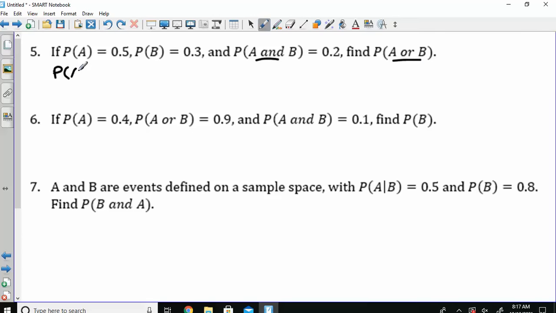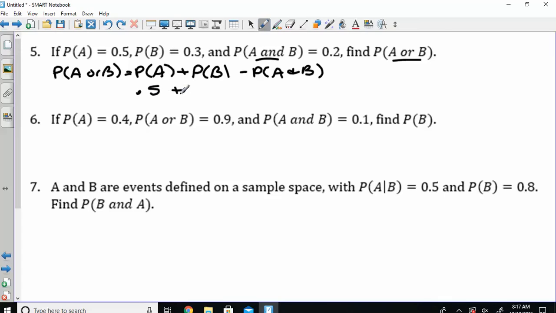So the probability of A or B, if I write out my formula, that's probability of A plus probability of B minus probability of A and B. So plug in. Please, on your quiz, show me some work here. Don't just put everything in your calculator and write down your final answer. I need to have some idea of how you got that answer. So we get 0.6. Okay, we didn't have to do any manipulating there. It was just a straight plugging in to our formula.